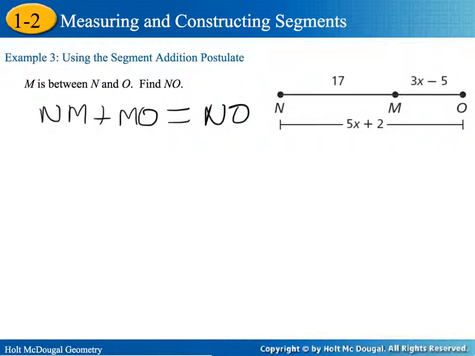Well, now I'm just going to put in what they tell me everything is worth. NM, they tell me, is 17, and they tell me MO is 3x minus 5. So let me first go ahead and change those in. I'm going to put 17 here, a plus sign, and 3x minus 5.